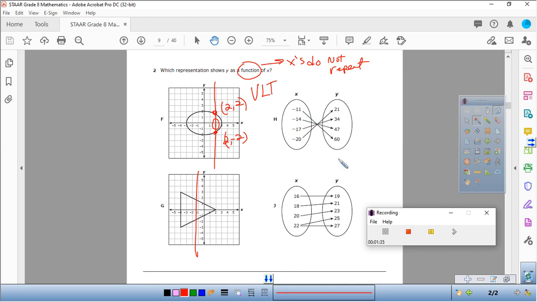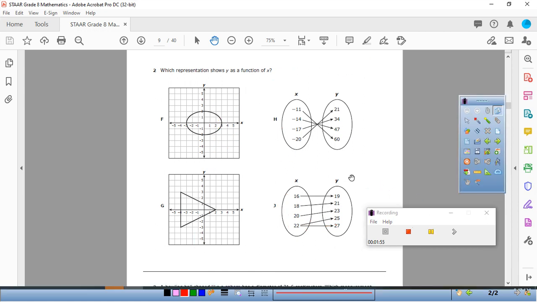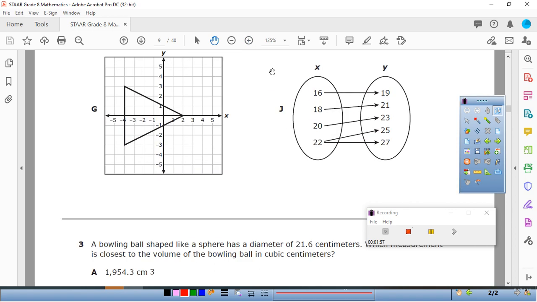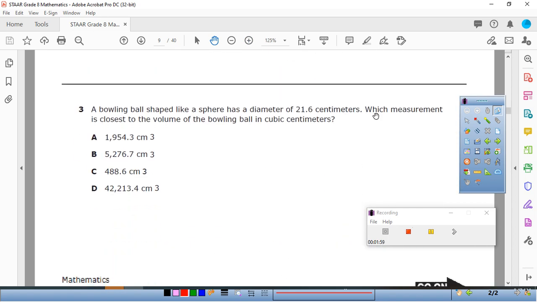This one right here, what you're looking for, not a function, is this. You see this right here? This 2 goes to that one and that one, so the x's repeat. So that one's not a function. Final answer, H. Just FYI, I talk too much. We're at 2 minutes. If you're taking a test, you should be practically done with those first two in 30 seconds, and you should be feeling really, really good.